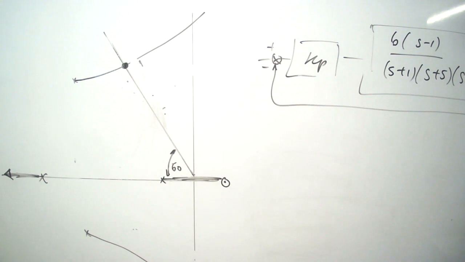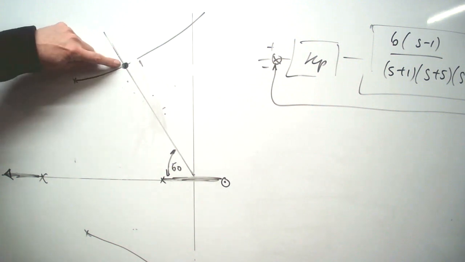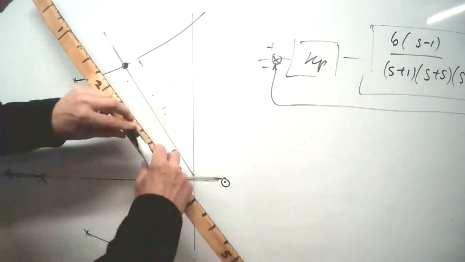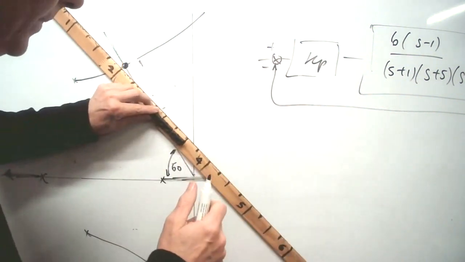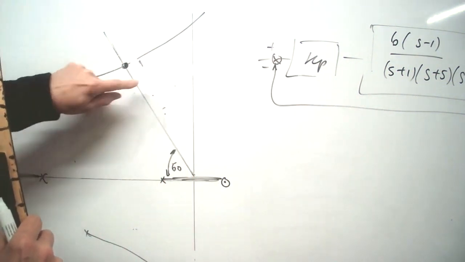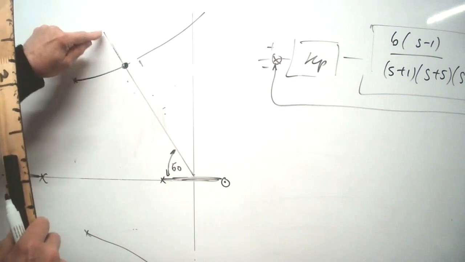So to apply the angle criteria, what we do is we guess this point, and we draw straight lines from that point to all the poles and zeros. So we can draw this line in here. So the point has got to be along this line. It's not good choosing here or here. It's got to be on this line.